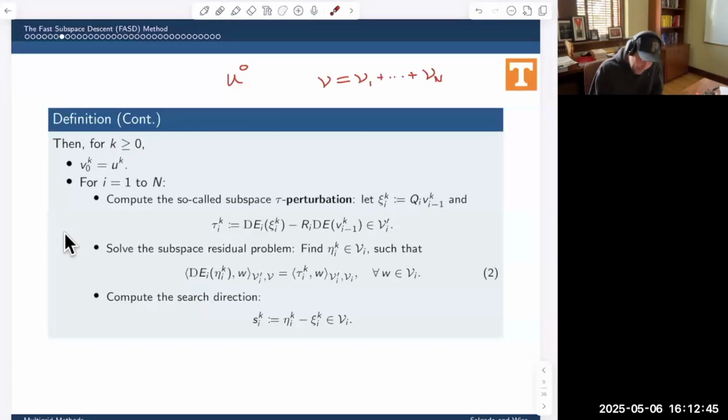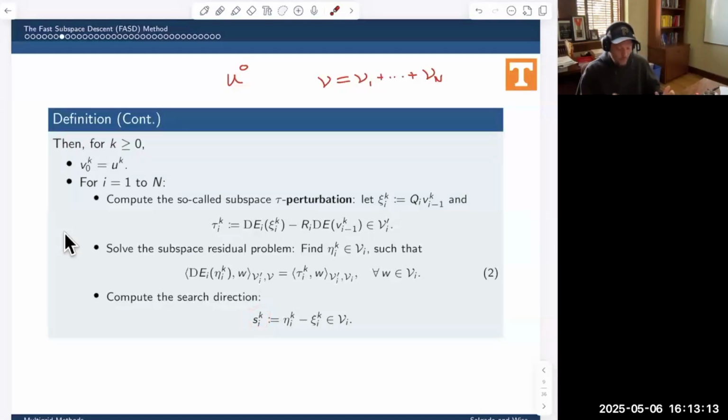We find out what this guy is, eta ik. This is like our coarse grid problem, right? So the idea here is that that should be cheaper than the problem on the fine grid. Once we know what this eta ik is, we're going to subtract from that the full approximation, psi ik, so eta ik minus psi ik. And now in the FAS method, we would be done.